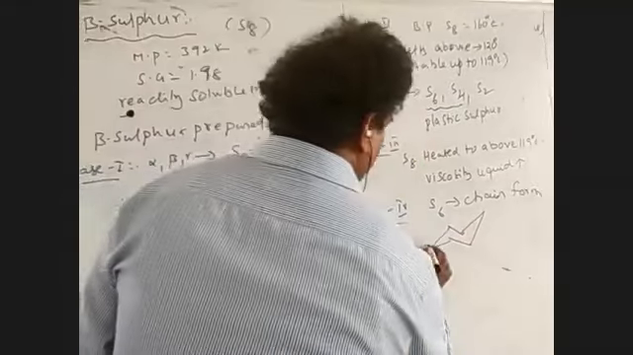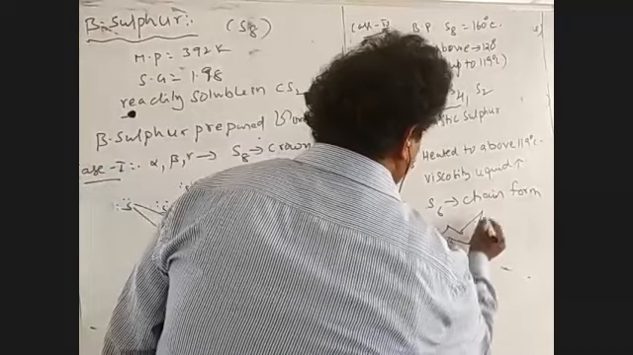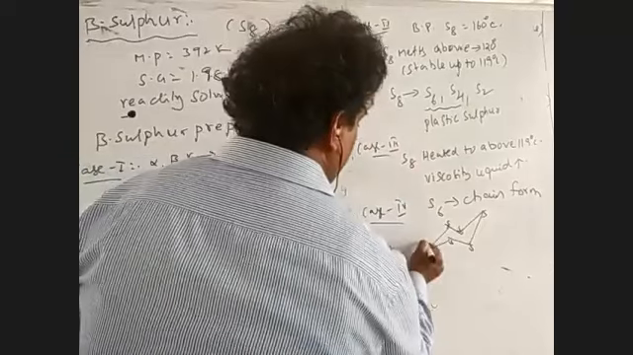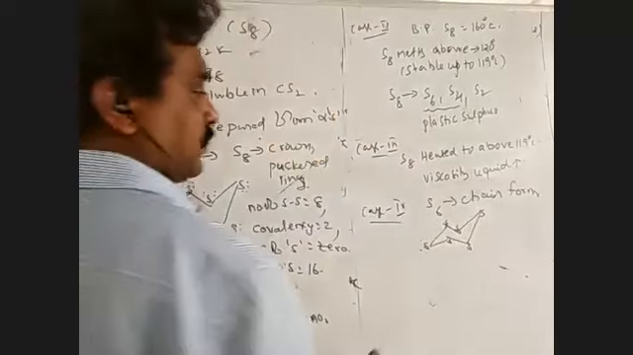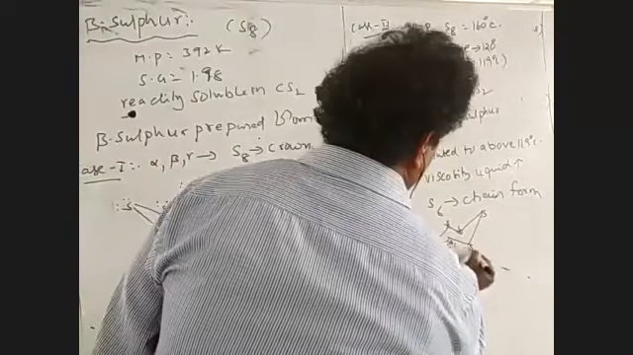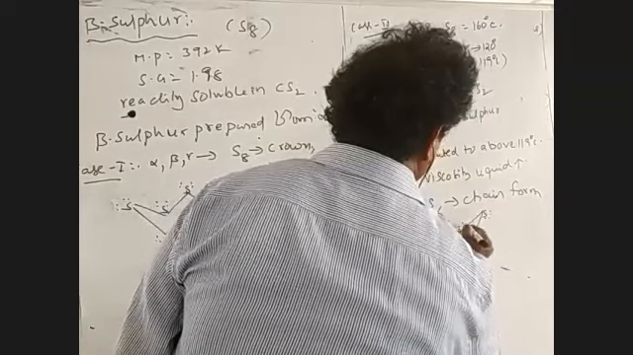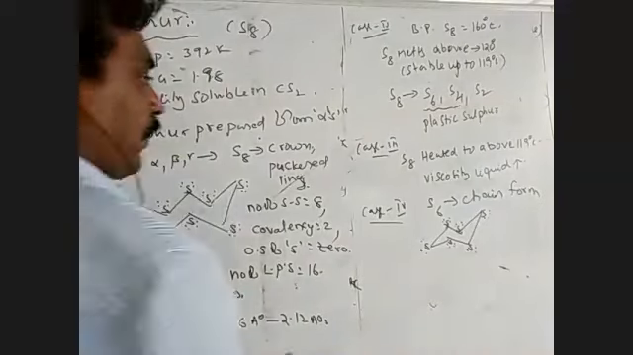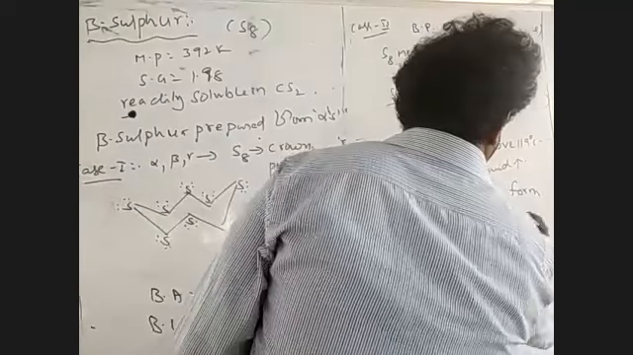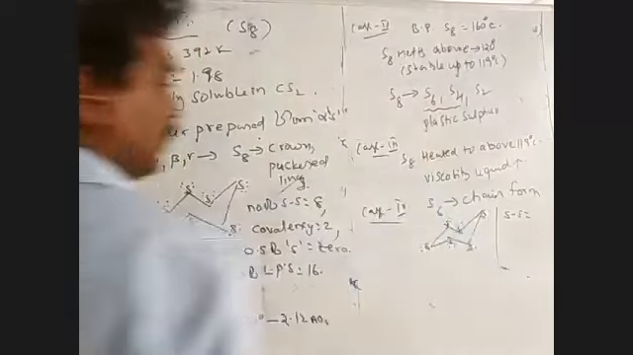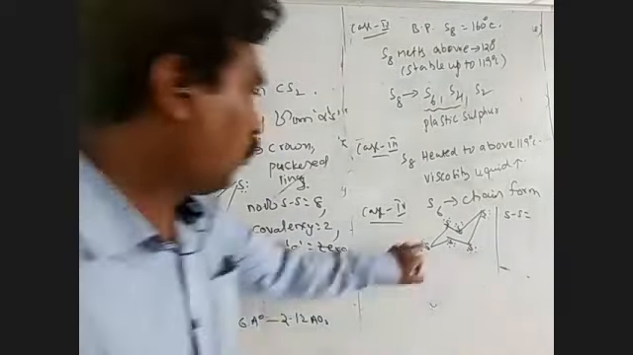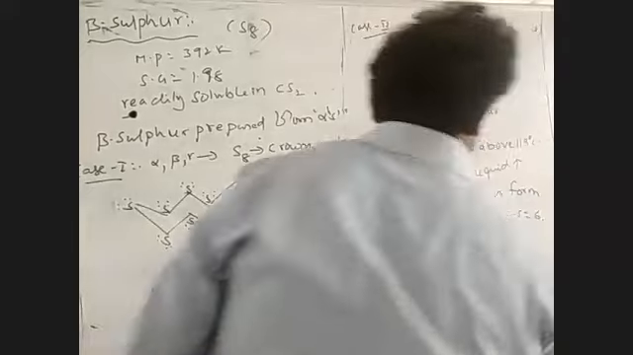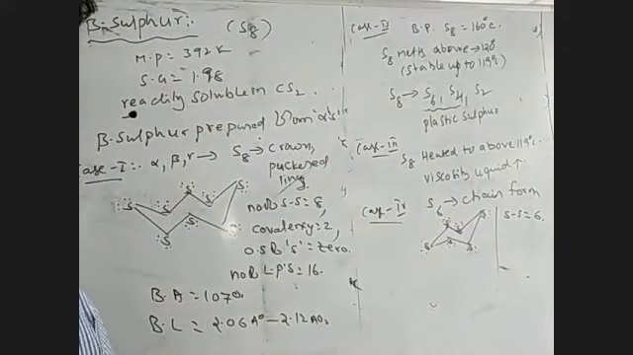This is one sulfur atom, and there are six sulfur atoms. Each sulfur atom also contains two lone pairs of electrons. In this, the number of S-S bonds: 1, 2, 3, 4, 5, 6. The number of S-S bonds in the S6 conformation is 6.